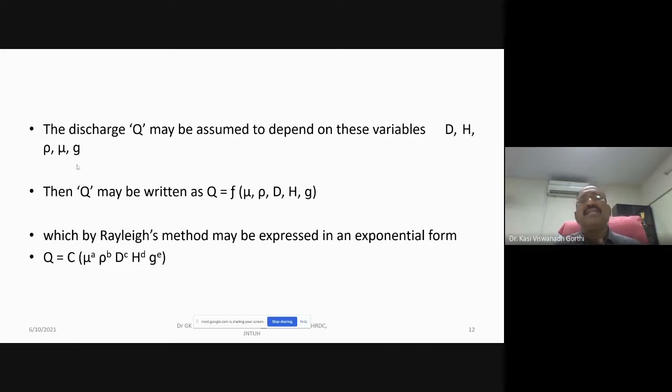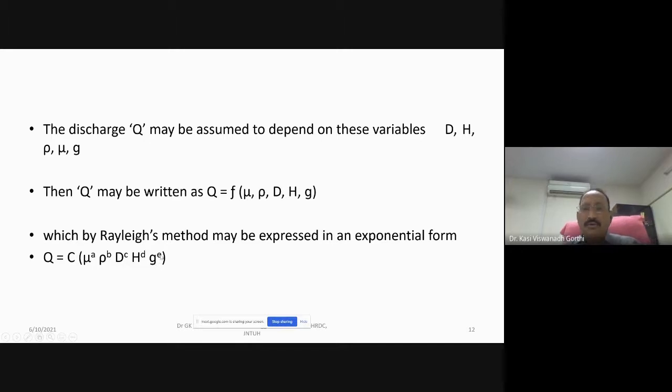That means you will be able to establish a functional relation. The functional relation would be Q is equal to some function of mu, comma, rho, comma, d, comma, h, comma, g. All these independent variables are to be separated by commas in the case of a functional relationship. Using Rayleigh's method, the same thing can be converted into an exponential equation. The exponential equation would be Q is equal to some constant C into mu to the power a, rho to the power b, into d to the power c into h to the power d into g to the power e.